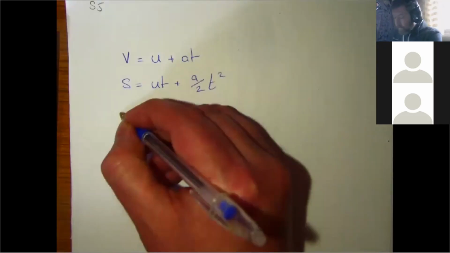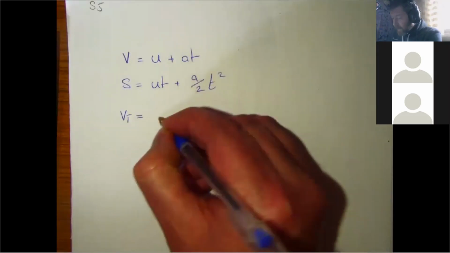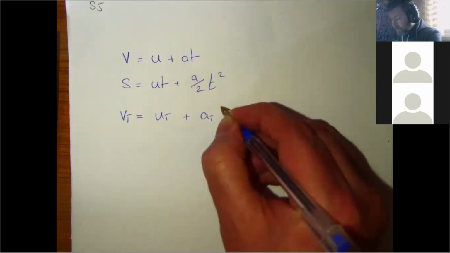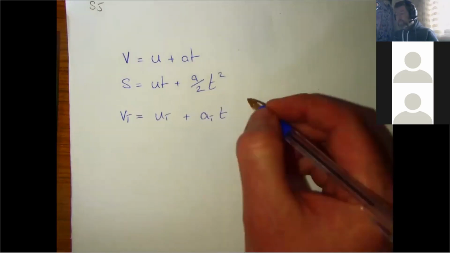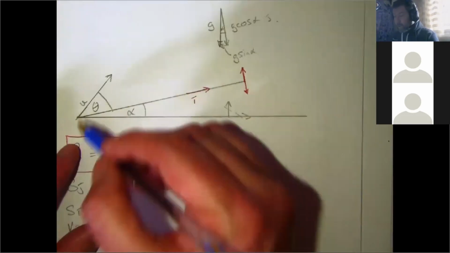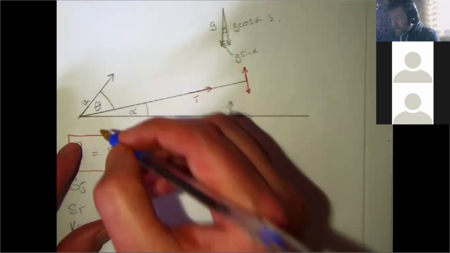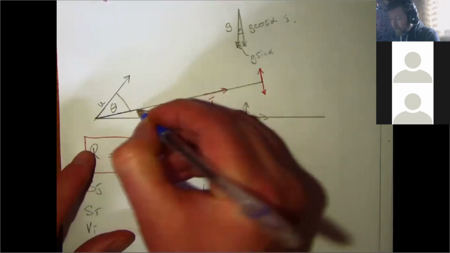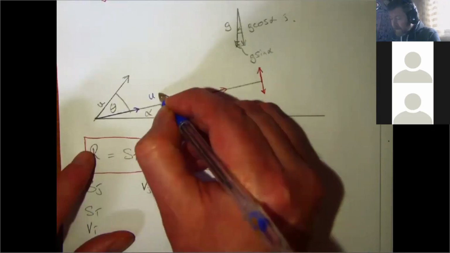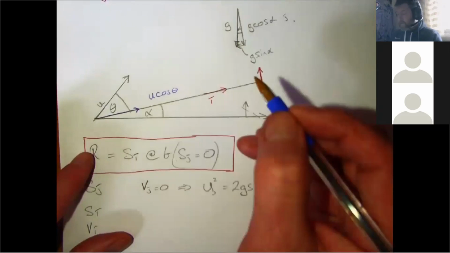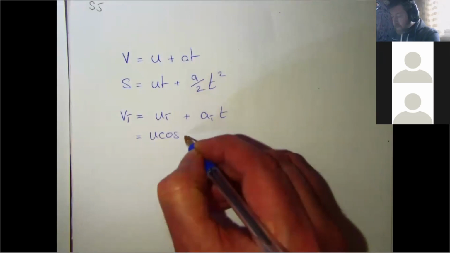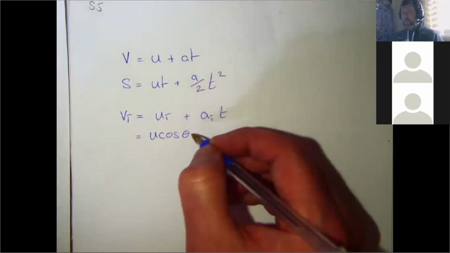The V of I is dealing with the U of I plus the acceleration in I by the time. Is that all right? Let's go back to the picture. The U in I is going up here, and so therefore it's really this side here. I'm drawing it in blue, along there. And you should be able to figure out that that's equal to U times cos theta. Okay? So V of I is equal to U cos theta. Theta, not alpha.